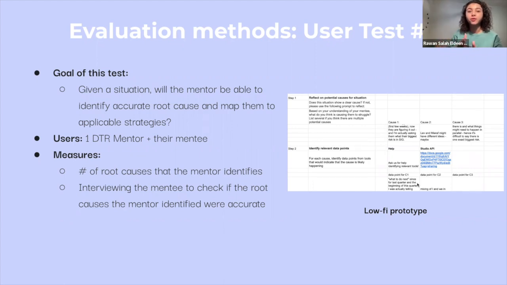So that was the phase before the current version of the interface that you saw with Grace. We tested this with 1 mentor plus their mentee, and we used this low fidelity prototype on the right. The main measures that we were looking at were the number of root causes that the mentor identifies. And we also interviewed the mentee to check if the root causes the mentor identified were accurate.